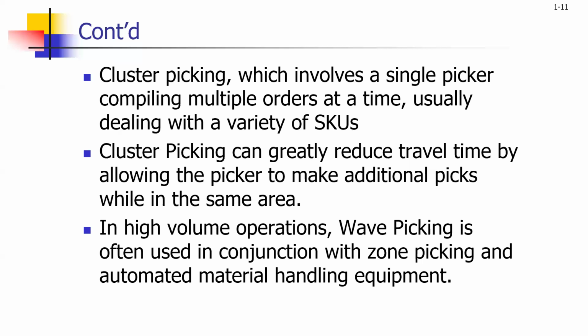So in high volume operations, wave picking is often used together with zone picking so that it can be automated. Normally zone picking is an automated system where the items move from one zone to another. So you can have a conveyor belt around.